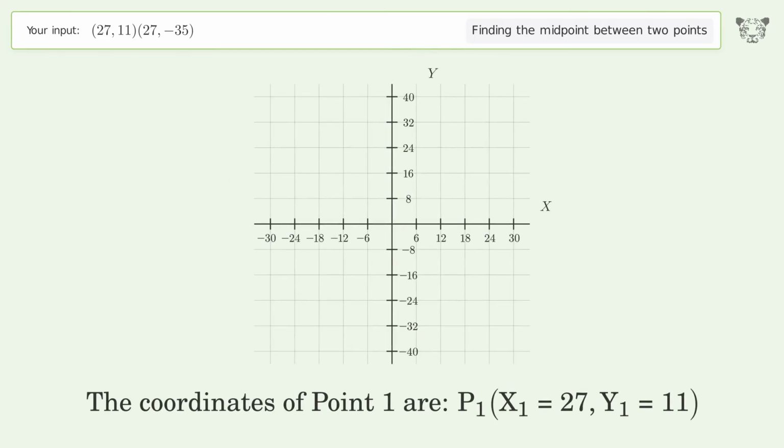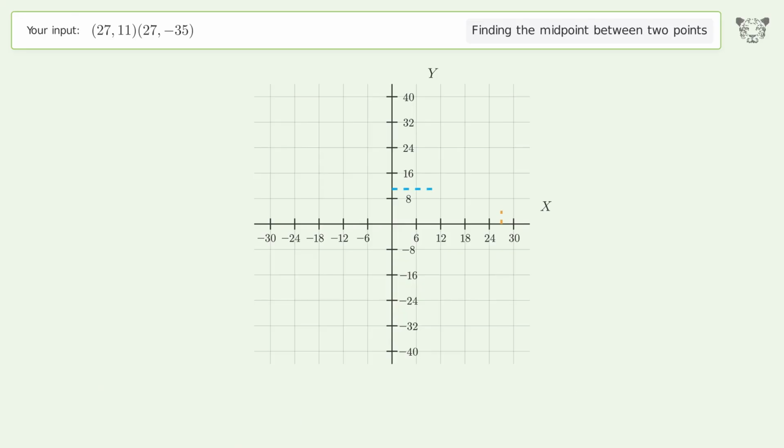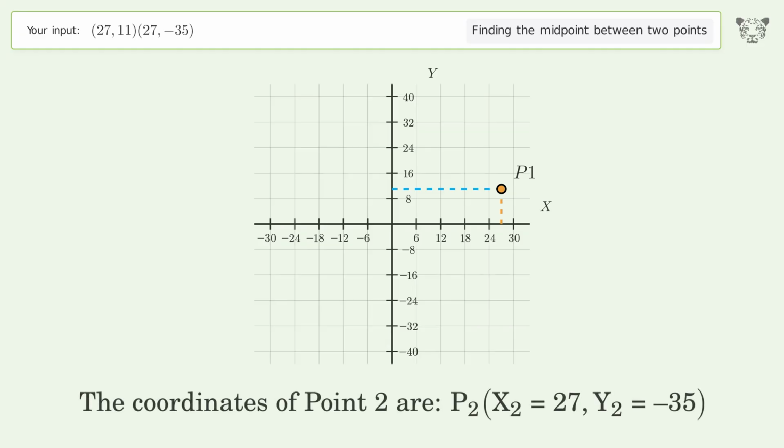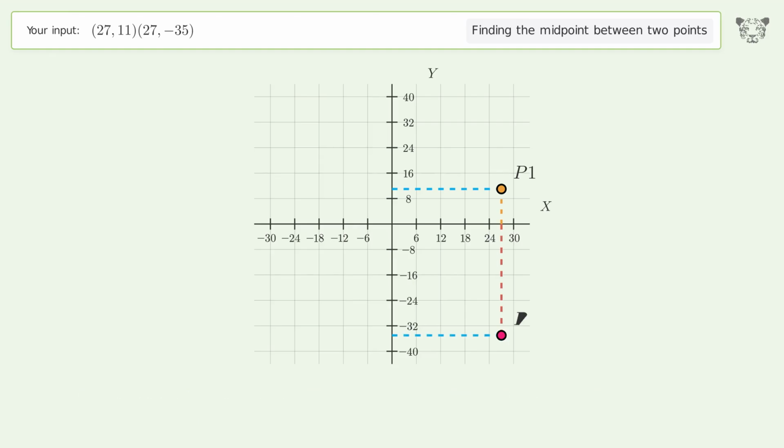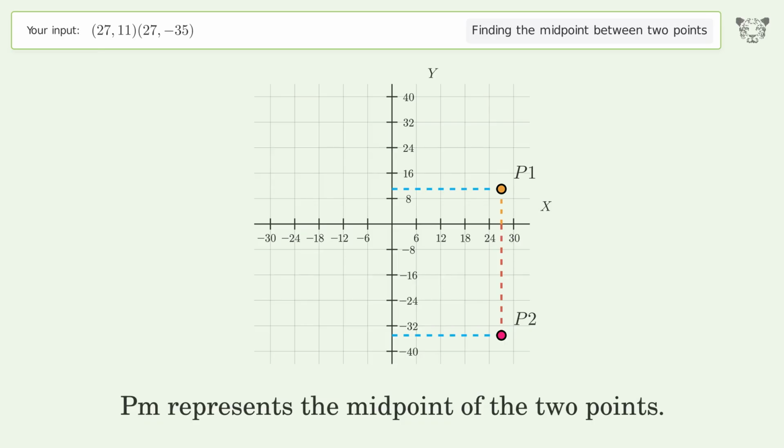The coordinates of point 1 are x1 equals 27, y1 equals 11. The coordinates of point 2 are x2 equals 27, y2 equals negative 35. PM represents the midpoint of the 2 points.